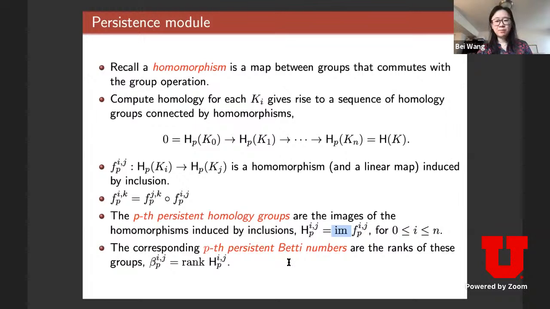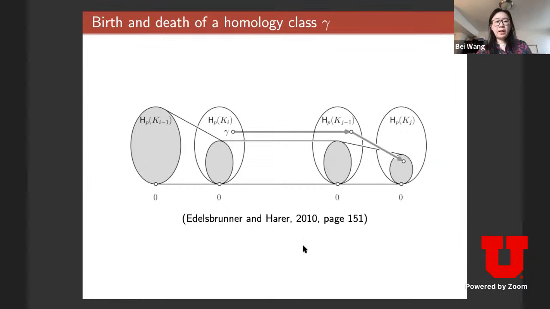Here's a picture. Remember, I showed some form of diagram like this before, but that was just for studying homology. Now I am studying persistent homology. So what does that mean? Each of these black circles is the homology at a particular simplicial complex during the filtration. The first circle is the homology group at step I minus one. The next, bigger circle is the homology at step I. Here is the homology at step J minus one, and the last one is the homology at step J. So think of each big circle as keeping track of a homology group at a particular step in my filtration.